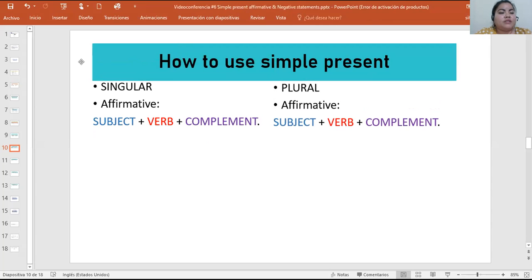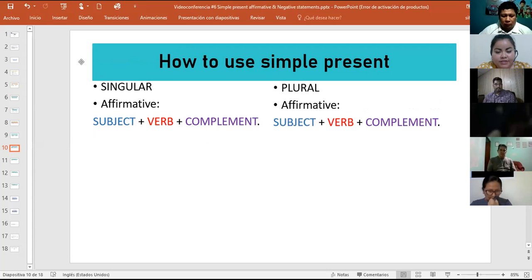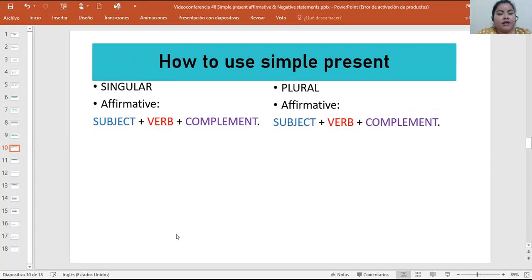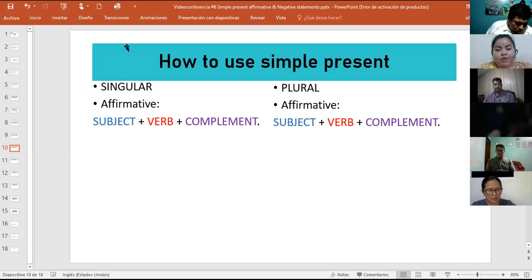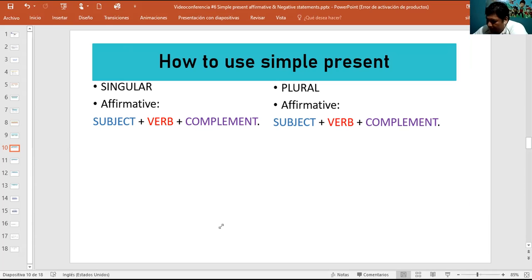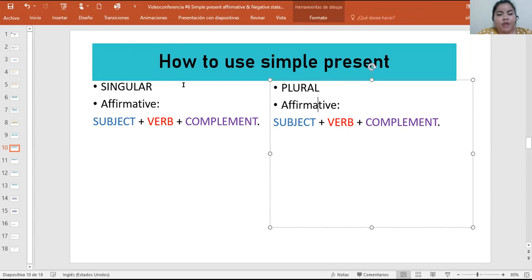Now, I want you to create one sentence. Todos van a crear una oración. Let's make one sentence in affirmative form. Primero, escojamos un verbo, que es lo principal. Okay, we need to have a verb. Van a ser una en singular y una en plural. Recuérdense los subjects. Read. Third person singular, reads.